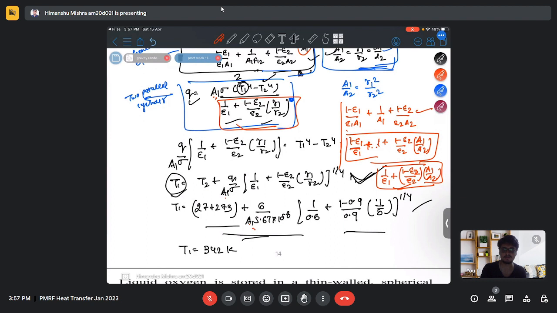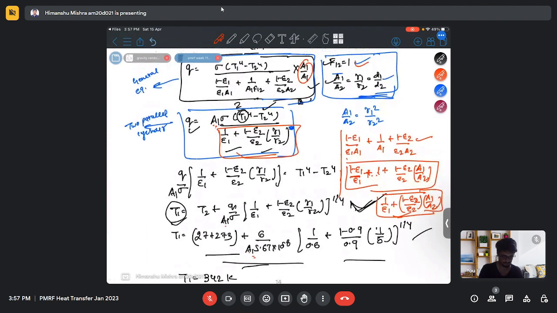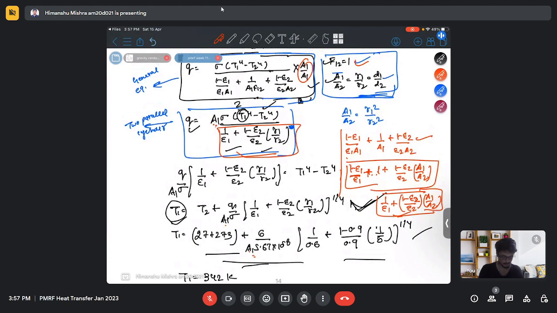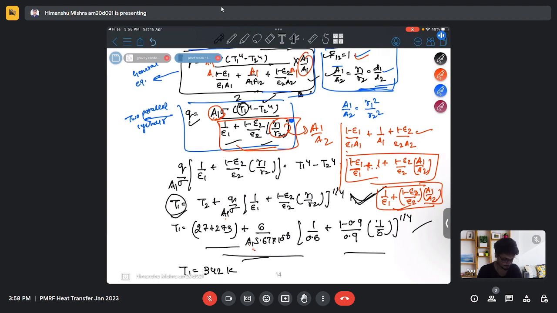Is it fine? Yes, now it is okay, sir. Yeah, A1 here, A1 here and A1 here and also A1 here. So it will be A1 here, and this will actually be A1 by A2. So then let's move to the next question.